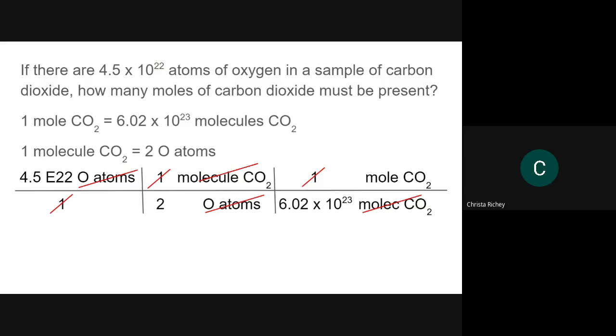So you're going to push 4.5 E22. I'm not times anything else. Divided by. Here's where you have to open parentheses. 2 times 6.02 E23, close parentheses, and hit enter.